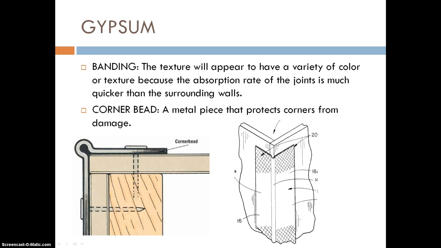First, I'm just going to go over the vocabulary words, and the first set of vocabulary words are for gypsum. First word is banding, and it's a texture that will appear to have a variety of color or texture because the absorption rate of the joints is much quicker than the surrounding walls. The second one is a corner bead. It's a metal piece that protects corners from damage. So there are two diagrams below that give you an illustration of what those vocabulary words are.